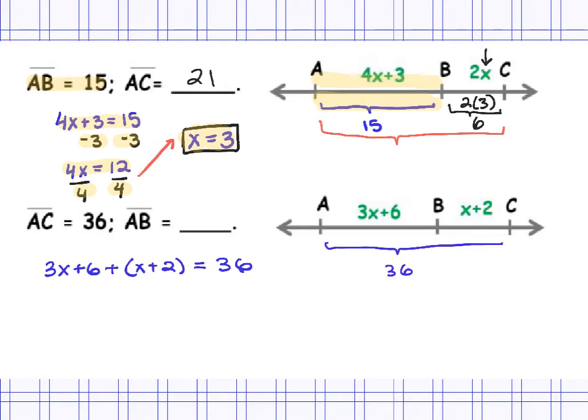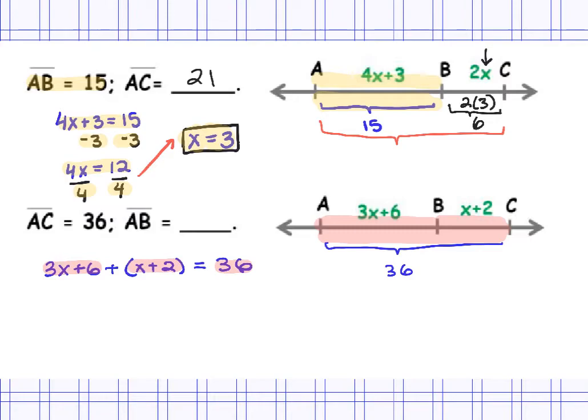In this problem, it states that AC is equal to 36, so I made sure I labeled that first. And if you remember the segment addition postulate, we know that the little segment plus the other little segment is going to be equal to the entire segment. So I set that up in equation form. I have 3x plus 6 plus x plus 2 is equal to the total of 36.